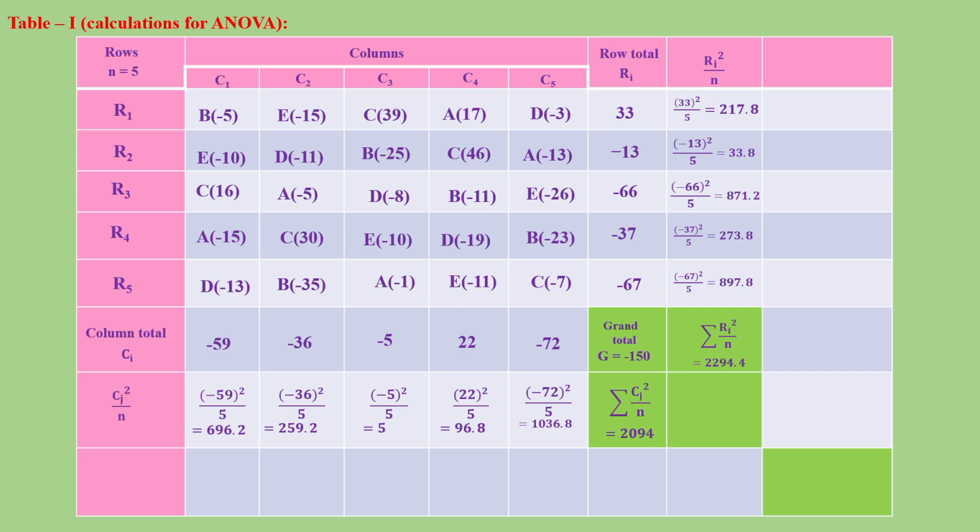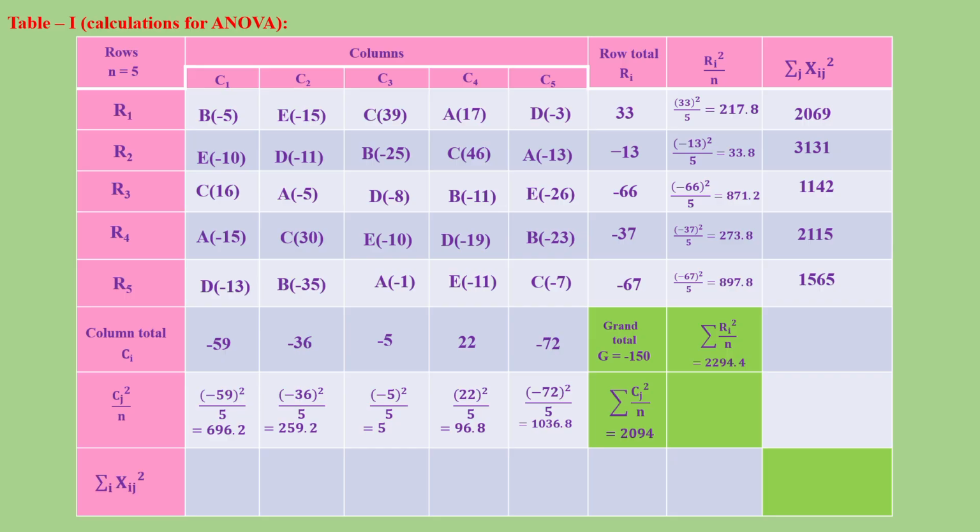Then you find the sum of squares for rows. So square the numbers in each row, right? First take row 1. So square the numbers: first row numbers minus 5 square, minus 15 square, 39 square, 17 square, minus 3 square. Then add all the numbers. That is the first row sum of squares. So squaring and adding, you will get 2069 for the first row. For the second row 3131, third row 1142, fourth row 2115, and fifth row 1565.